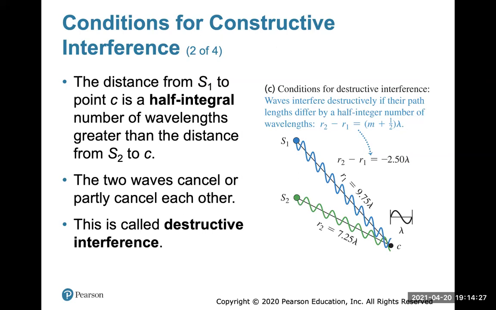There is a phase difference that introduces a minus sign. Whatever one is doing, the other has the opposite if we're talking about a half integer number. And we call this destructive interference.